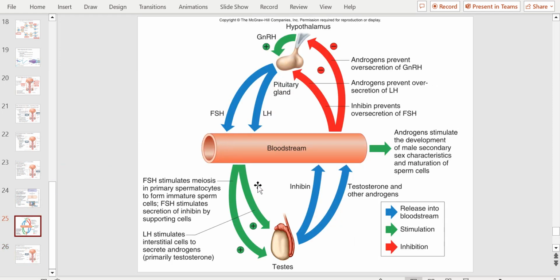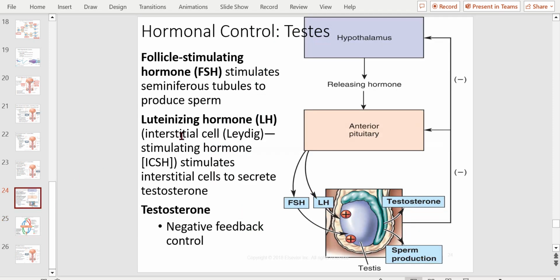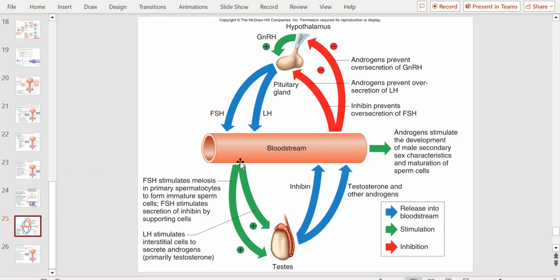And this is a nice one here as well. There's your GnRH from the hypothalamus, signaling the pituitary to produce FSH and LH. It's the same kind of shot, just a different detail. Your follicle stimulating hormone and luteinizing hormone come on down, and they stimulate meiosis in primary spermatocytes to form immature sperm cells.